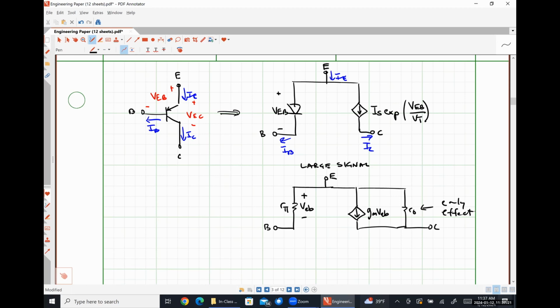I typically draw the small signal model for a PNP BJT upside down just because that's how I learned to do it, but it doesn't hurt anything to draw it just like the other. Everything works out literally exactly the same. All right, so we're done with BJTs.